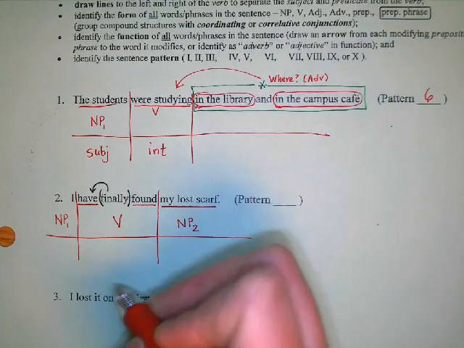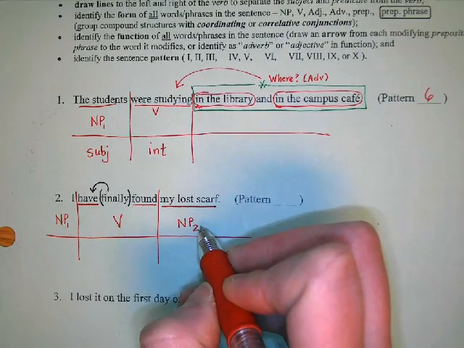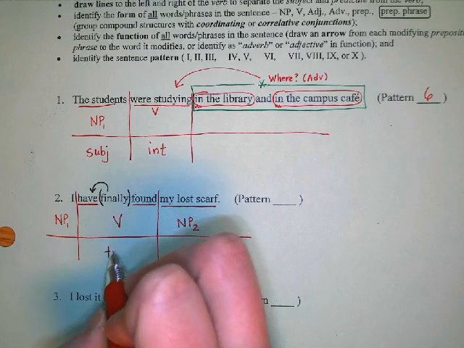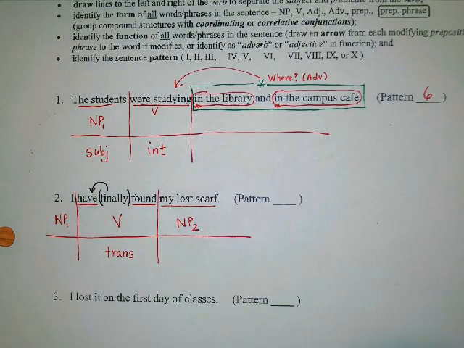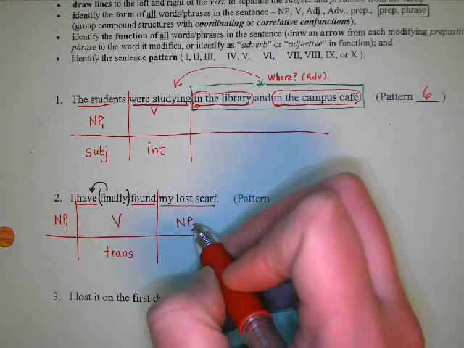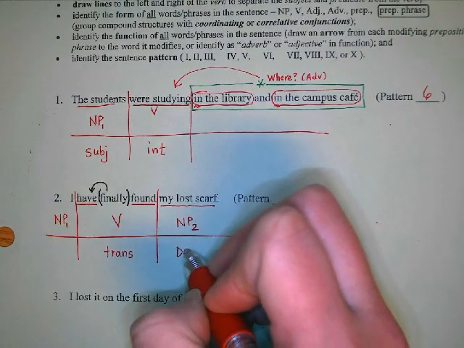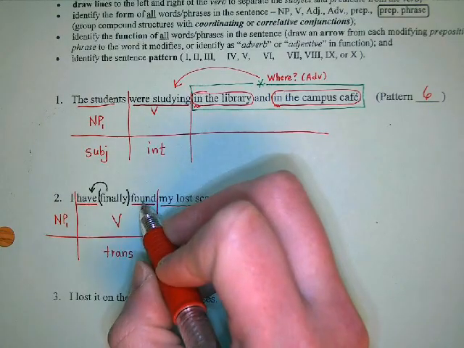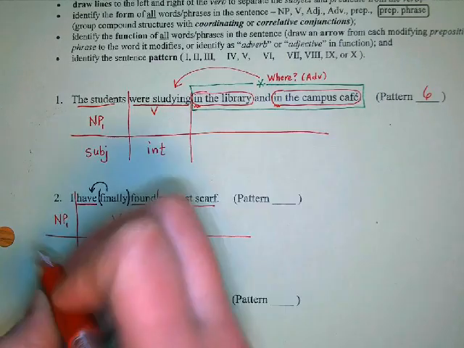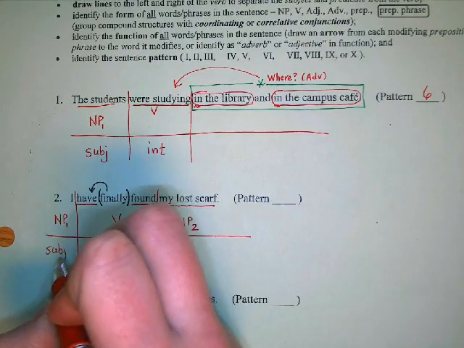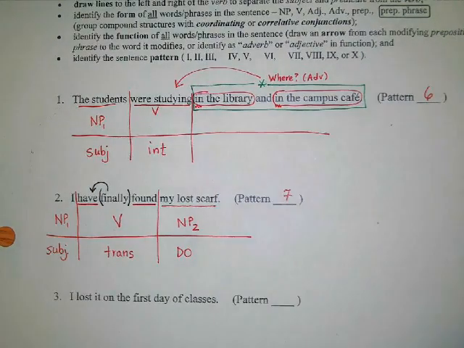So across the bottom row then, because we have a noun phrase two, we know we have a transitive verb. And so with only a noun phrase two, that's going to be the direct object, right? Who or what was found, the lost scarf. With only a direct object, that makes this pattern 7.